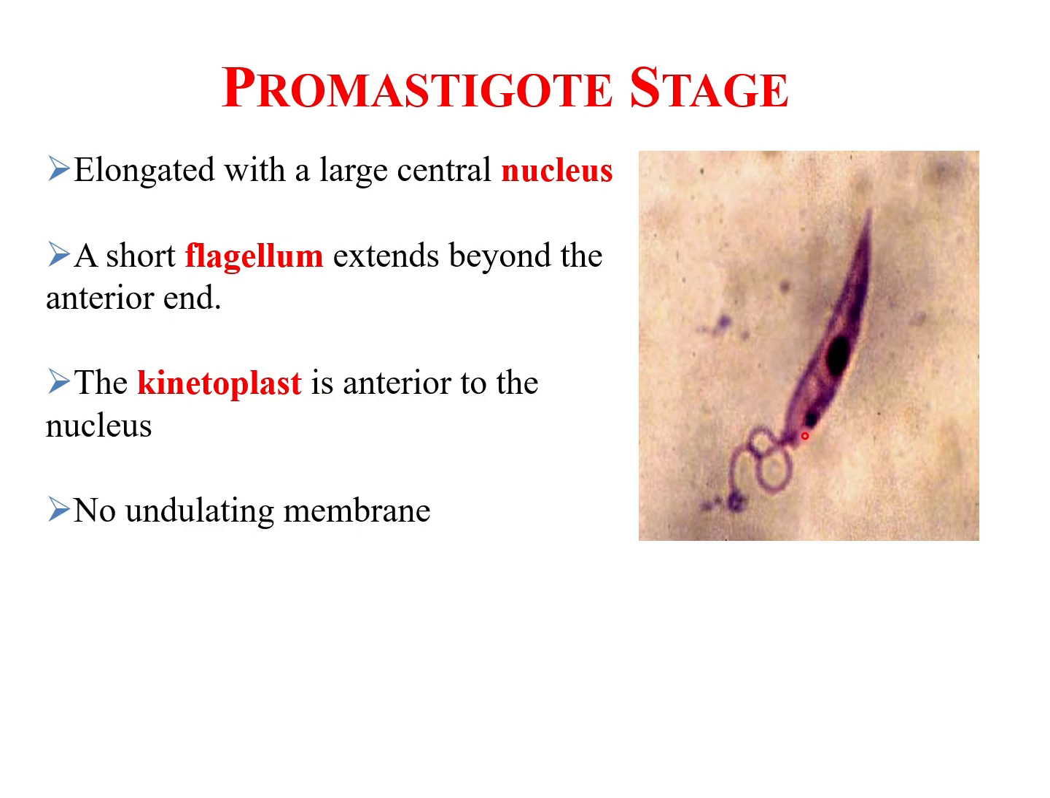So basically, within that promastigote, the flagellum is located anterior. The kinetoplast is at the base of this flagellum, so it also occupies an anterior position relative to the nucleus. And then comes the nucleus, which also stains dark.